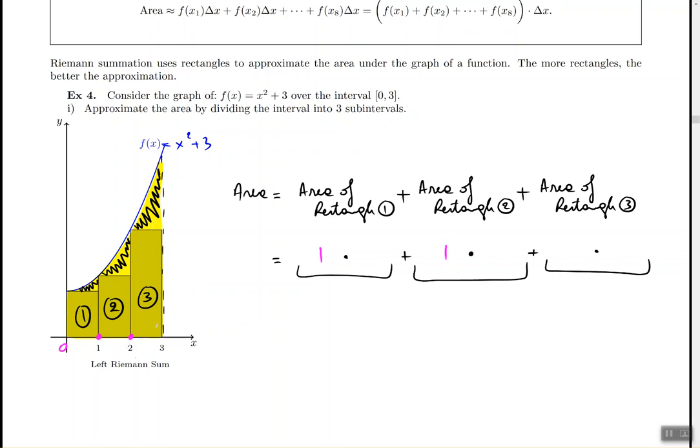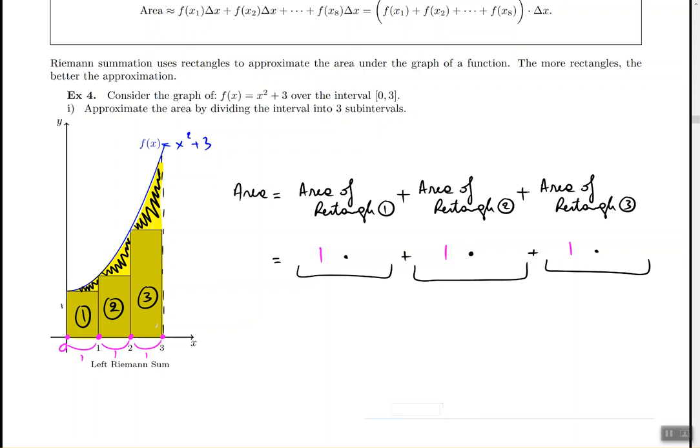What about the third rectangle? To go from 2 to 3, how much space is there between 2 and 3? Well, 3 minus 2 is going to be 1. So again, the width is 1. So for the first rectangle, the amount is 1. The second rectangle, the amount is 1. The third rectangle, the amount is also 1. Perfect. Now, what about the height of the rectangle?